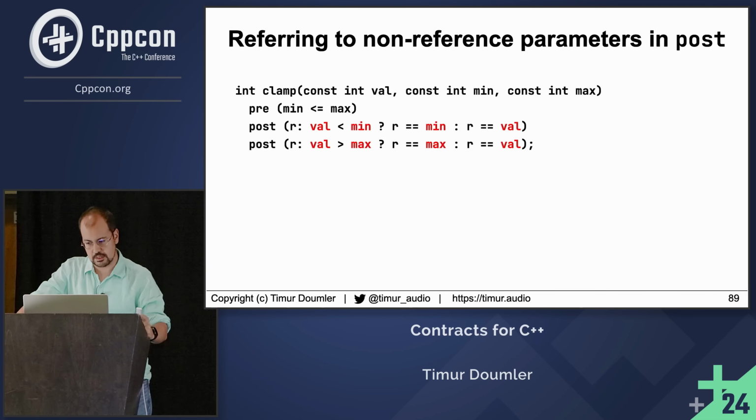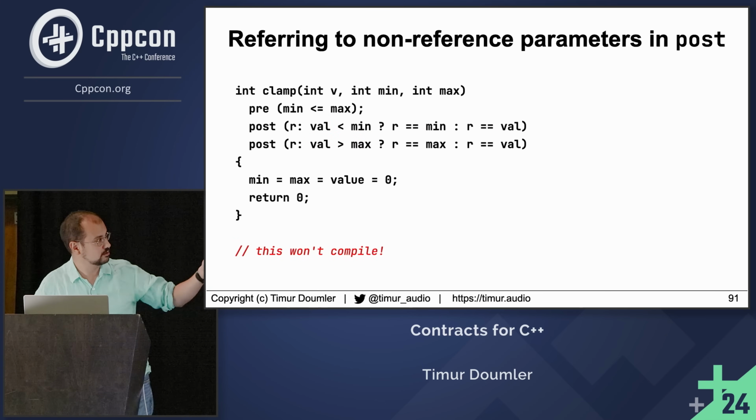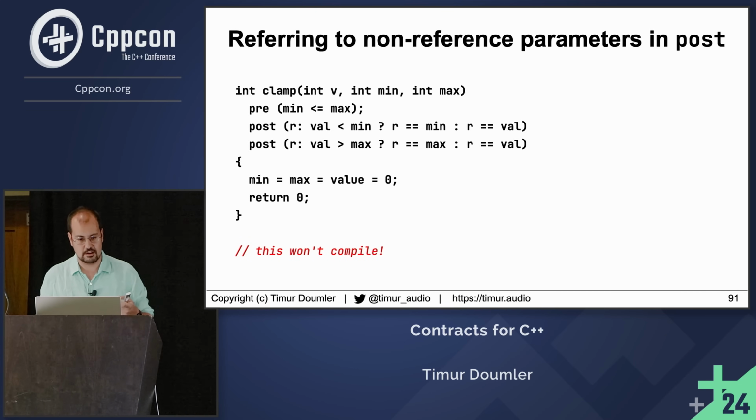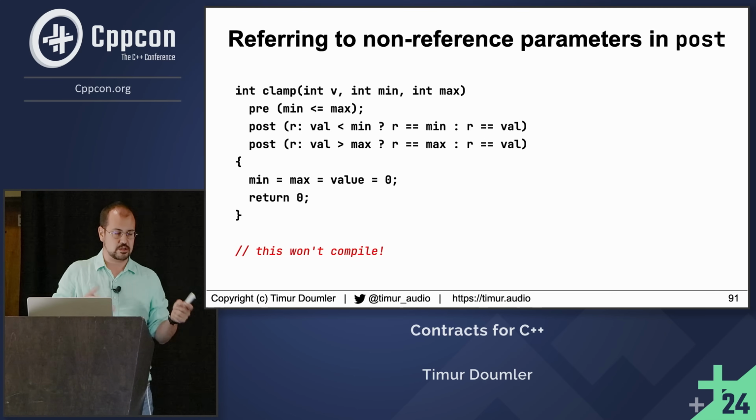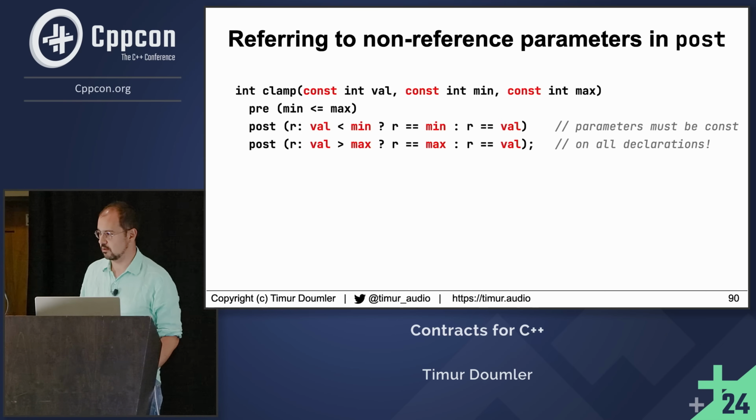And whenever you're referring to parameters in a postcondition, they need to be declared const on every declaration of the function. Because otherwise, if you didn't have that rule, you could do something very evil. You can just set all of them to 0 and return 0, which is completely nonsensical. But the pre and post conditions would be satisfied, right? So in order to write meaningful postconditions for non-reference parameters, you need to be able to reason about the fact that when your function is called, these parameters have not been modified by the point you're done with the function and you get to the postconditions. So they have to be declared const here in order to refer to them.